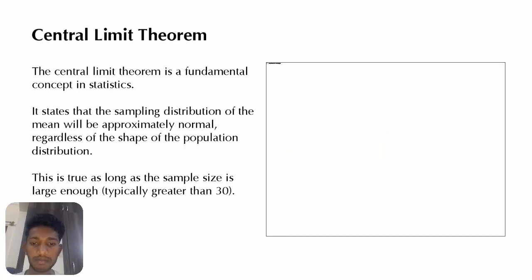Central limit theorem. The central limit theorem is a fundamental concept in statistics. It states that the sampling distribution of the mean will be approximately normal regardless of the shape of the population distribution. This is true as long as the sample size is large enough, typically greater than 30.